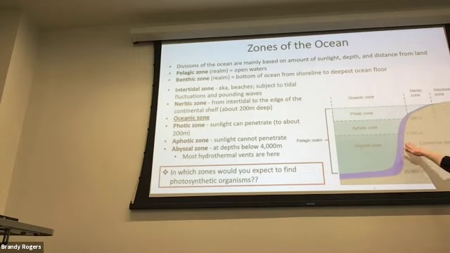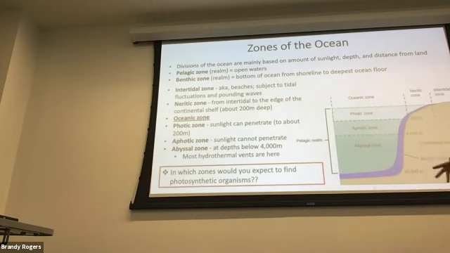And then you get to the abyssal zone, which is depths below 4,000 meters into the abyss, right? It's dark, it's cold, no light penetrates. And this is the zone where you often will see those hydrothermal vent communities where all that really weird stuff lives, right? Like yeti crabs and chemoautotropic bacteria and stuff like that. So really different types of communities exist in these different zones.